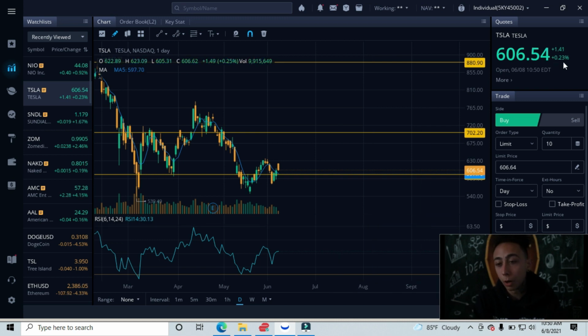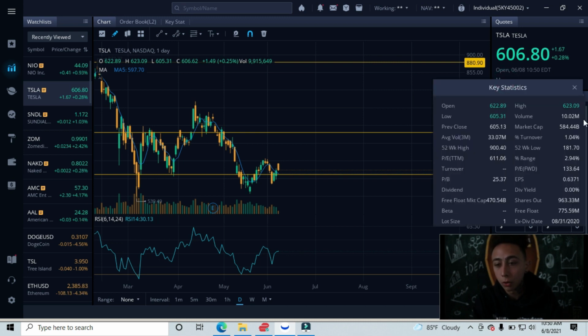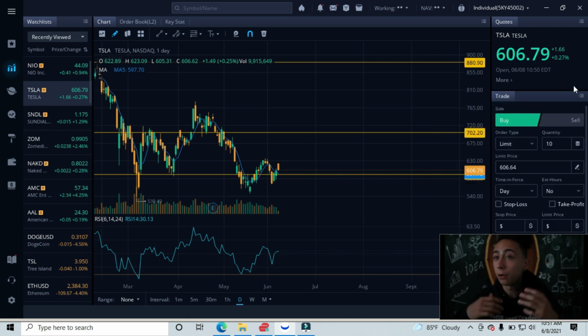So we're up around 0.25 to 20%, so nothing really crazy. Let's have a look at the volume. We're at 10 million, so it's a lot higher than it usually is. That's not bad. We're above that 150,000 threshold that we like to see, you guys.